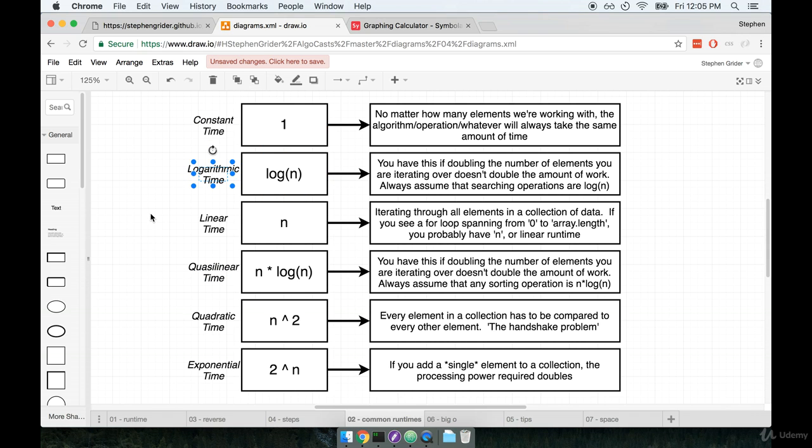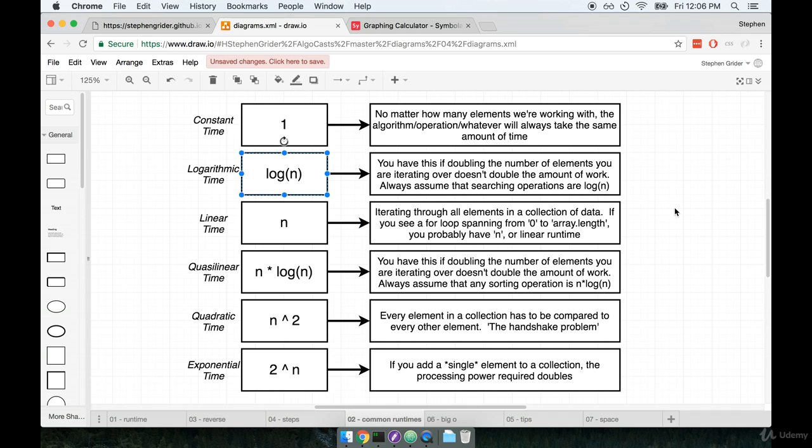The next one is logarithmic time. Log right here stands for logarithm. It's like the math term, taking the logarithm of a number. We will have a runtime of logarithmic time if we double the number of elements that we are working with, or if we just increase them, but that doesn't exactly double the amount of work that we have to do.